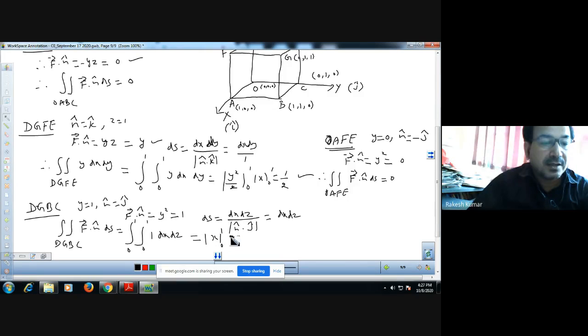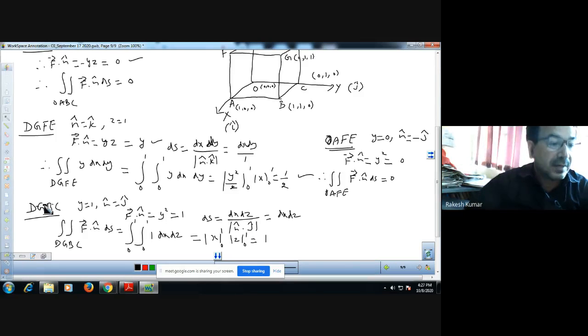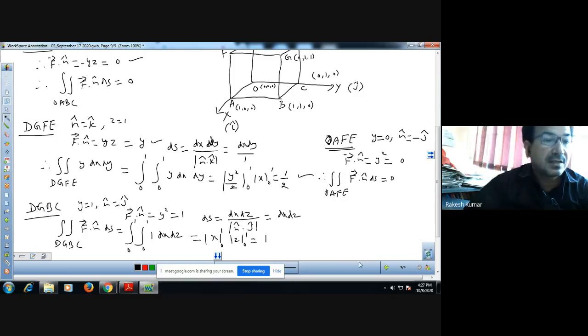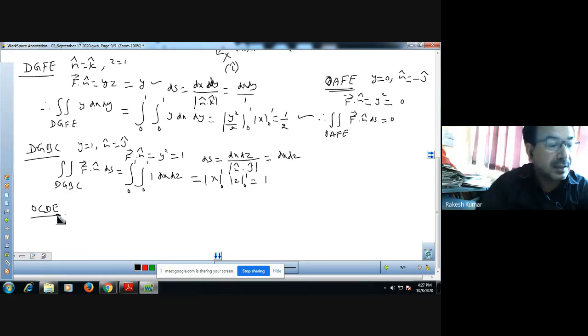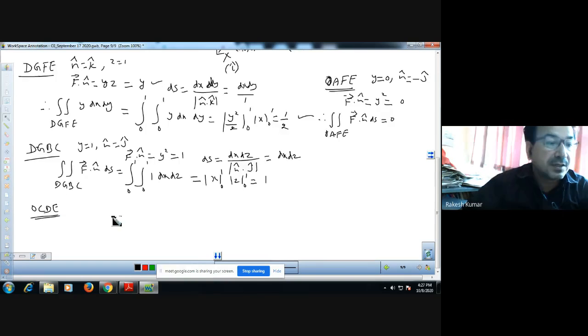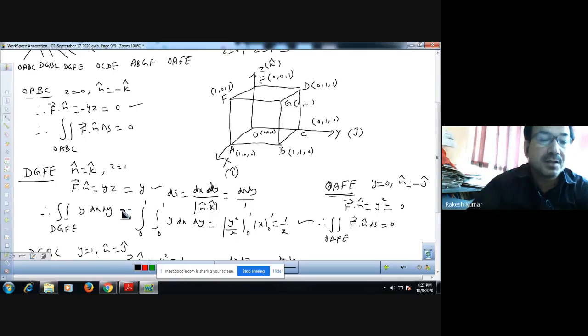So you can integrate and you will get 1. So this face DGBC has a surface integral 1. Now the next face is OCDE. This is OCDE. You just see the face. This is the face OCDE. And this face is lying in the YOZ plane.